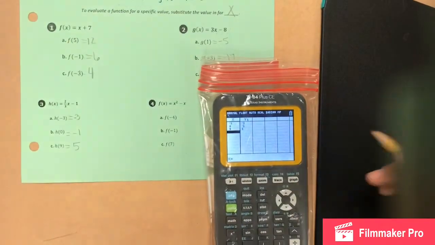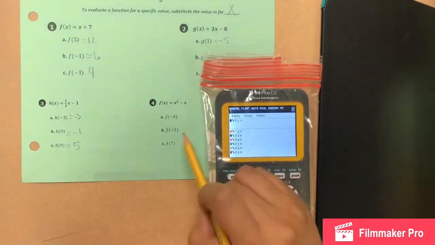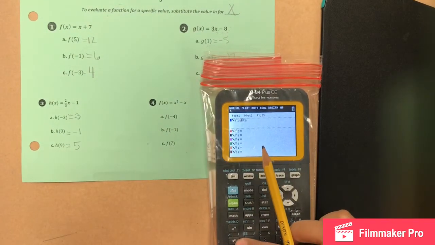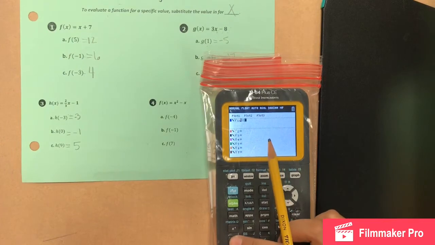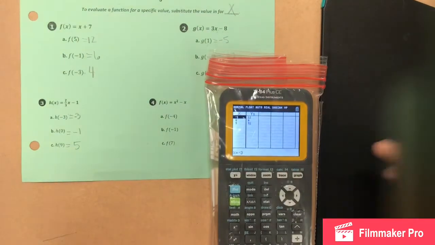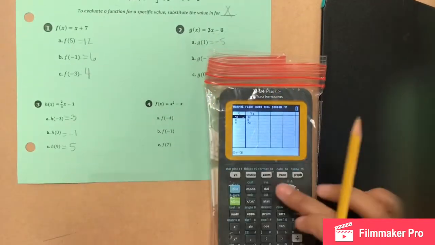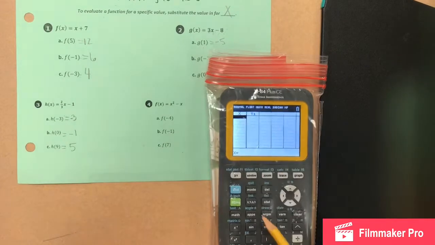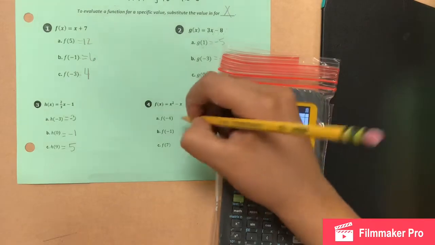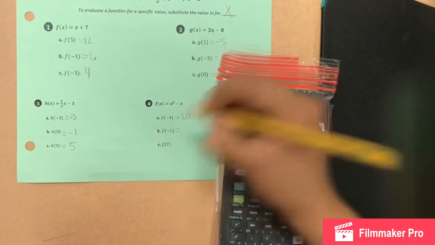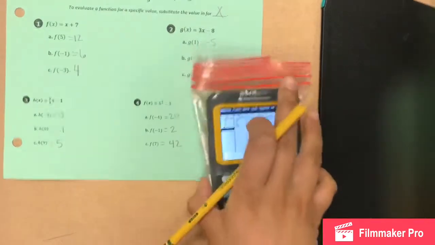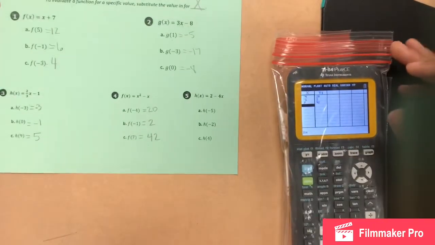So number 4. Go to y equals. Our new equation is x squared minus x. So x squared is the x squared button, raised to the second power over here. Minus x. And then I go to table, second graph. My values are -4, -1, and 7. So delete, delete, delete. And we're going to do -4, -1, and 7. And there are my solutions. 20, -1 is 2, and 7 is 42. Takes all the guesswork out of it, so we get an accurate answer.